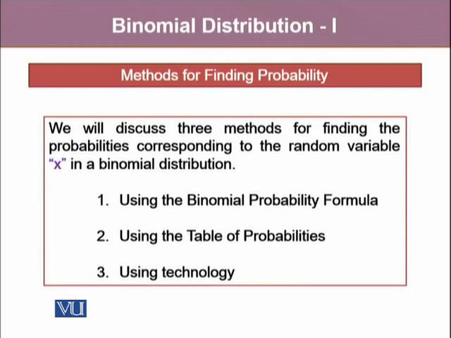So we will discuss 3 methods for finding the probabilities corresponding to the random variable x that follows the binomial probability distribution. The first method will be by using the probability mass function, or the binomial probability formula. The other method will be using the table of probabilities. And lastly, we will work using a software.